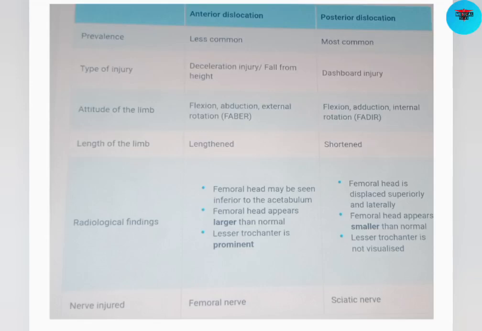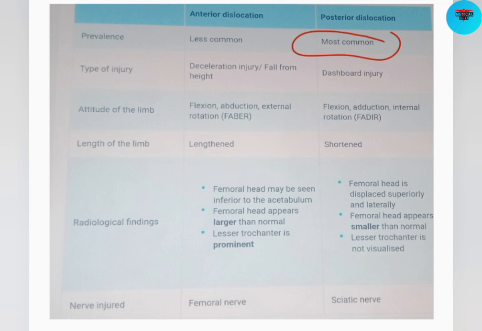Hello, in this video we will see the differences between the anterior and the posterior hip dislocation, and it is a very important topic because it is commonly asked in competitive exams and in university exams. Okay, so first is prevalence. In prevalence, posterior dislocation is most common as compared to anterior dislocation.